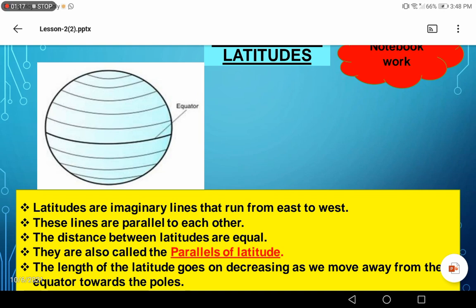Latitudes are imaginary lines that run from east to west. These lines are parallel to each other. The distance between latitudes is equal. They are also called parallels of latitude, or lines of latitude. The length of the latitude goes on decreasing as we move away from the equator towards the poles.